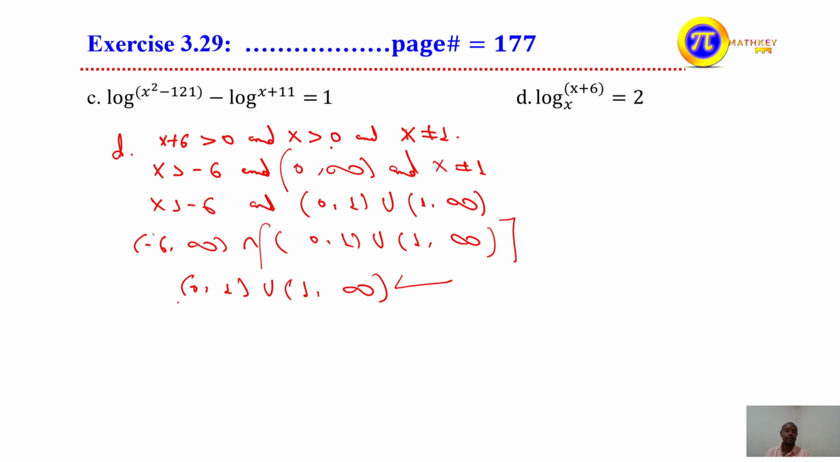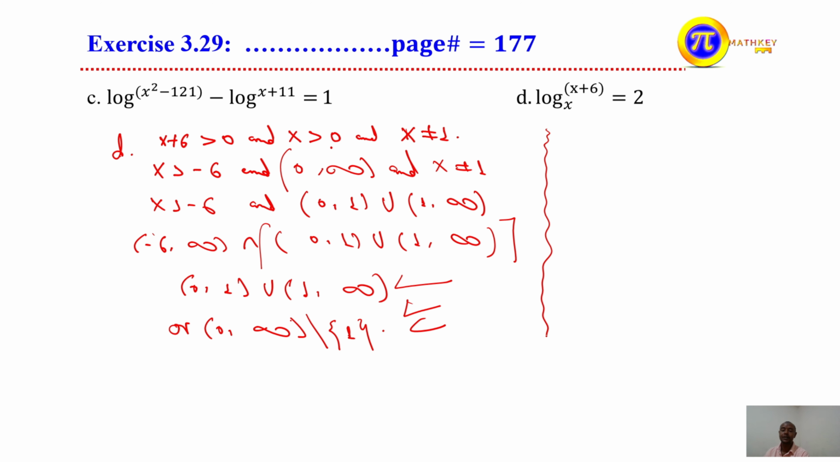That means the universe is 0 to 1 union 1 to positive infinity, or you can say this is 0 to positive infinity, excluding 1. We can express it like this also. Both are the same. If that's so, we can solve this one. How can we solve this?